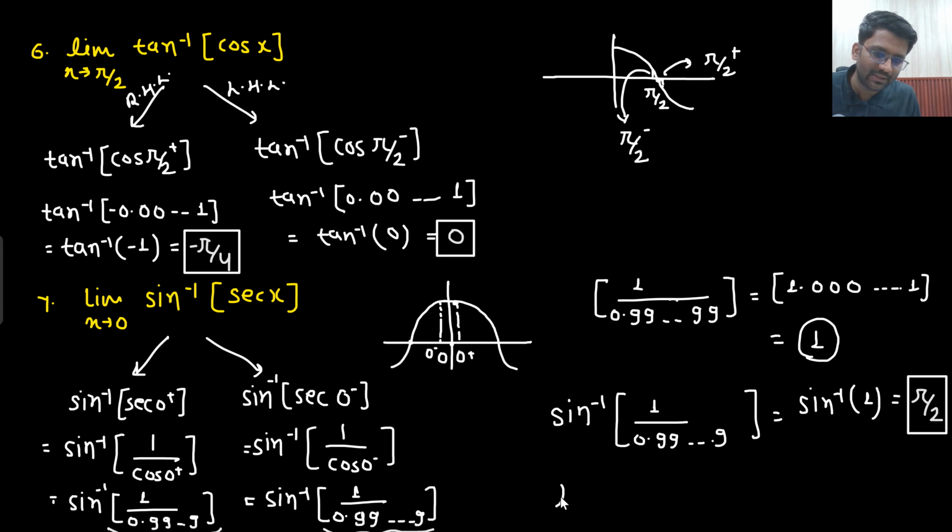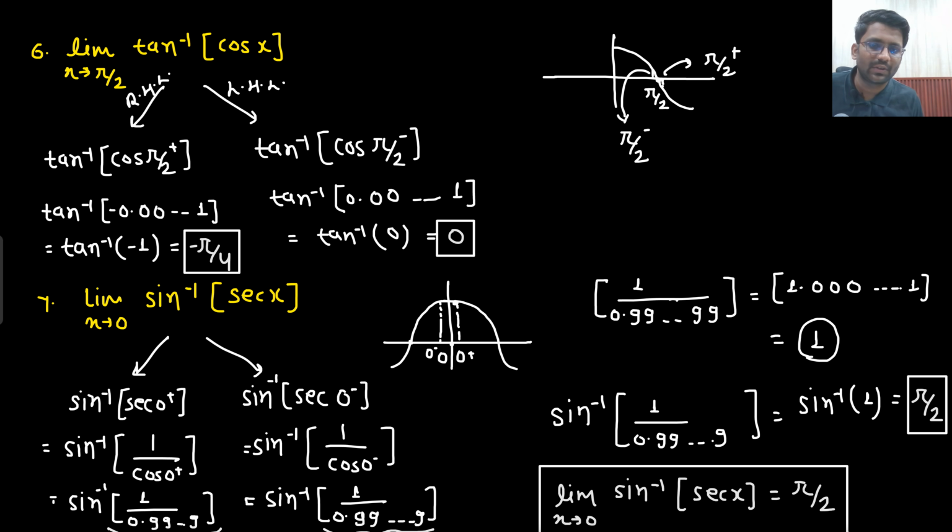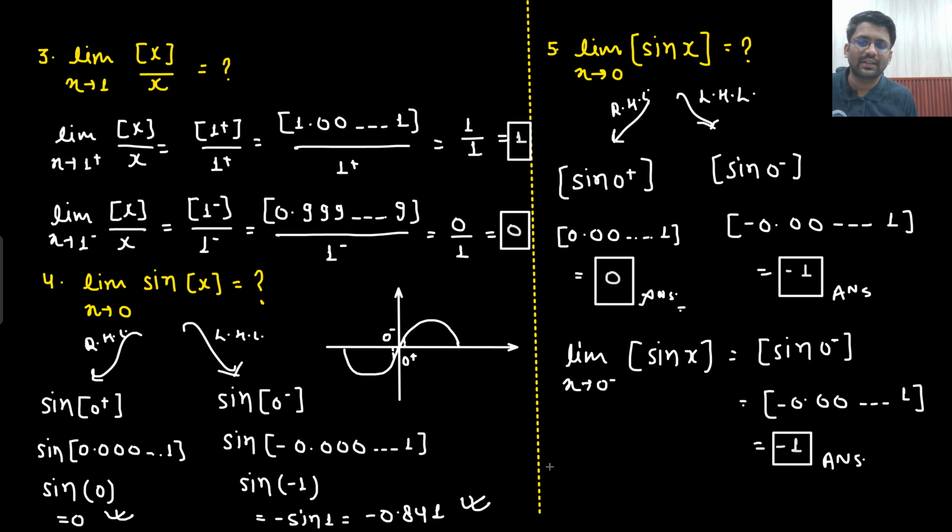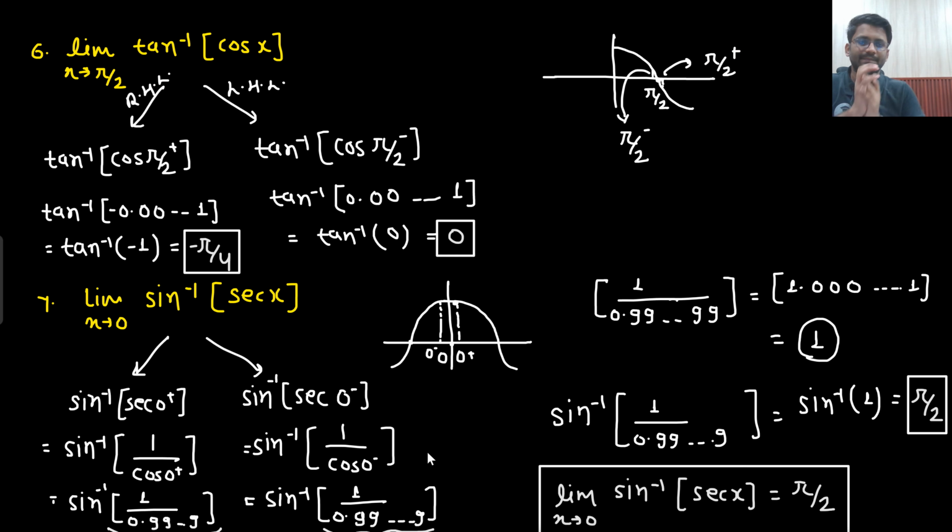So that means in the examination, if sine inverse of greatest integer sec x is coming, then my answer would be that it is equated to pi by 2. In the rest of the cases, the limit was not existing. Here the limit does not exist. 0 and minus pi by 4 was the answer. Here 1 and 0 was the answer. Here minus 1 and 0 was the answer. And here 0 and minus 0.841 was the answer. So the limit was not existing in those, but here the limit is existing.